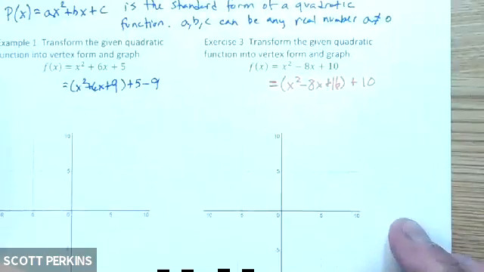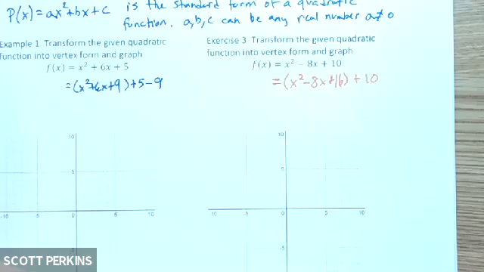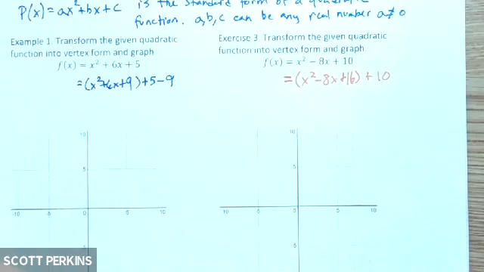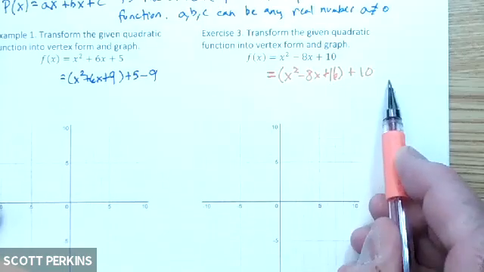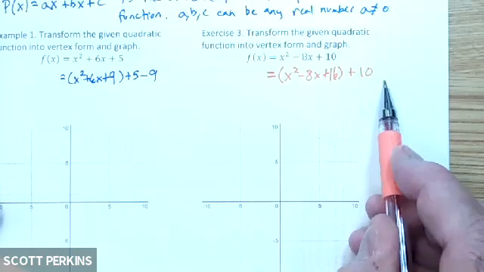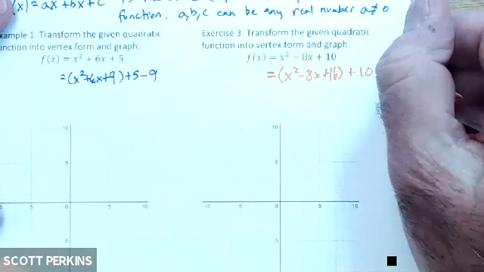What is the balance? So I added 16 in the parentheses. What am I going to do out here to balance my function? Okay, minus 16. Great.